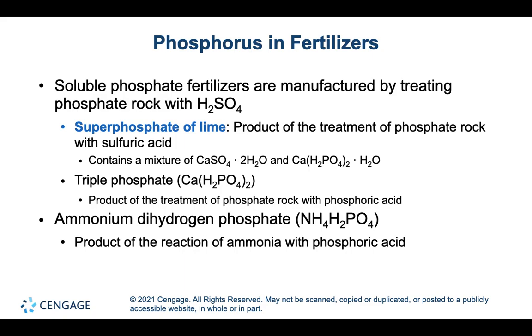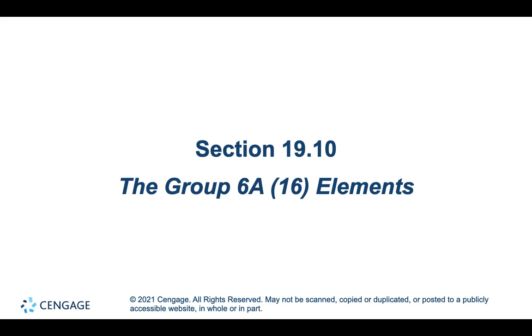Soluble phosphate fertilizers. Phosphorus is important. It's one of the three letters, KNP. When you look at a bag of fertilizer, you've got three numbers on it. One is the potassium, one is the nitrogen, and one is the phosphorus content of the fertilizer. Phosphate rocks and sulfuric acid are used to make these various phosphate fertilizers that are then put on soil for various plants to grow.